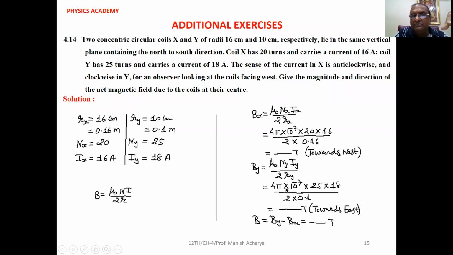Now here you can observe this thing, By will be greater than Bx. So resultant magnetic field will be By minus Bx. So take the difference of these two fields, and the resultant field will be towards the east because By is dominant to Bx. Clear to all of you?